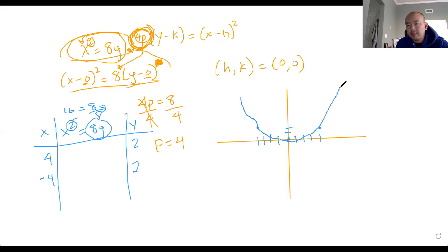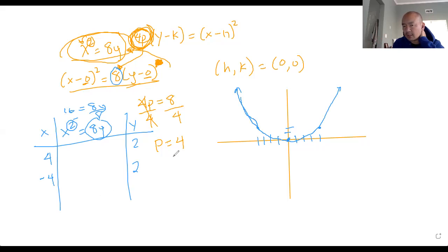Again, this part is not important. I don't want to say it's not important, but it's important, but I'm not focusing on that right now. Just get the general outline of what this parabola is doing. Also note too that it's pointing up because the 8 is positive. Okay, now we have to get the focus.